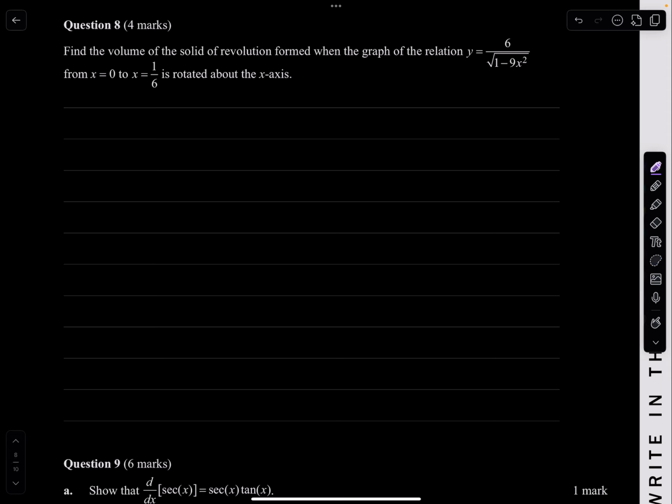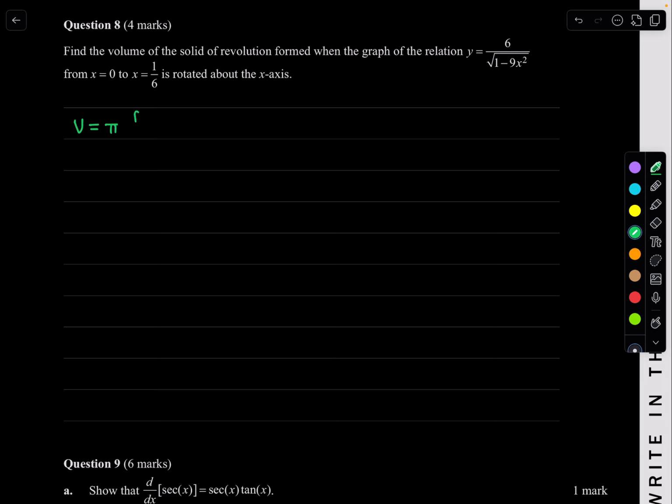Question 8. Let me just use a different color here. Find the volume of a solid of revolution formed when the graph of this from x equals 0 to x equals 1 over 6 is rotated about the x-axis. Easy. So we're trying to find the volume. Remember, volume is what? It's pi integral. Where are we rotating? Because we're rotating about the x-axis, so we write dx. And where are we going from in terms of x values? We're going from 0 to 1 over 6. And remember, you have to find y squared inside, which is basically just squaring this whole expression here.